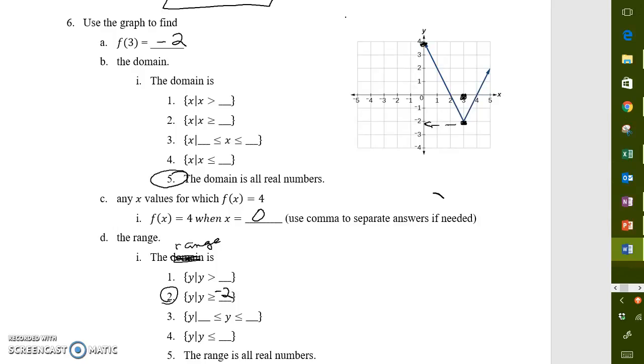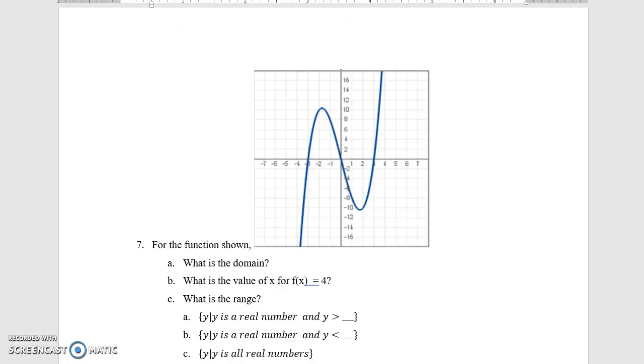Let's look at number 7. Okay, for the function in this graph, what is the domain? The domain is all values that are allowed to be x. And since the graph goes in both directions to infinity, that means it goes all the way to -infinity and all the way to positive infinity, and so the domain is all real numbers.